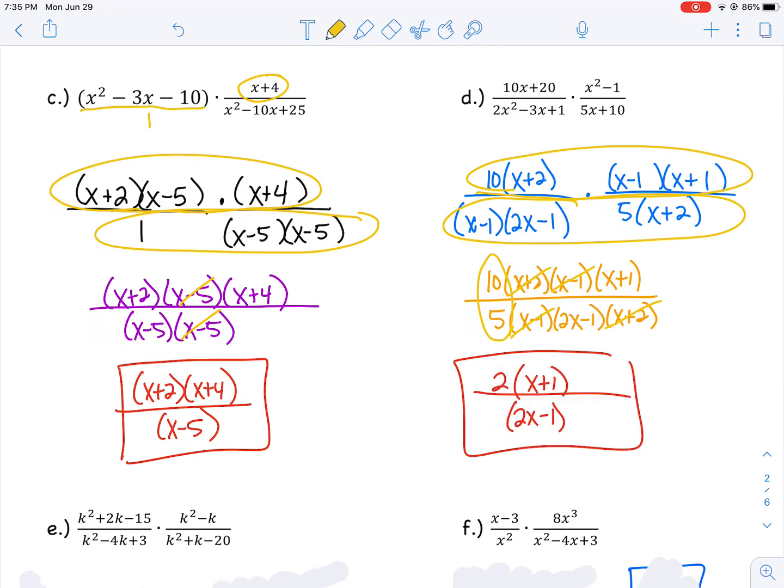I have the x plus 1 still on the numerator, and I have a 1 and a 2x minus 1 in my denominator. You can keep the 1 there, or we know it's invisible. It looks like there's no other factor. Be careful not to reduce the 2's. It looks like that would be my final answer.